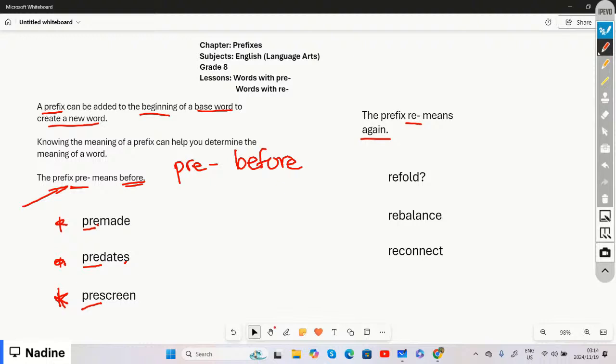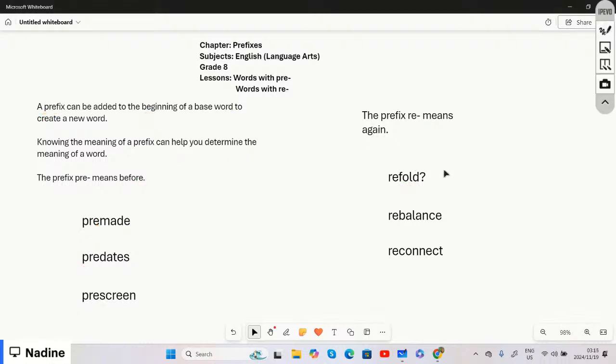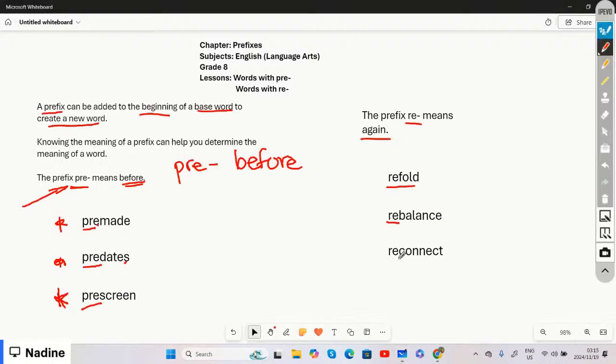And if we look at a few examples of words with prefixes, the first one is refold. Remember, it's like I said earlier about pre. Once you have the prefix re in front of a word, we know already that it means again.